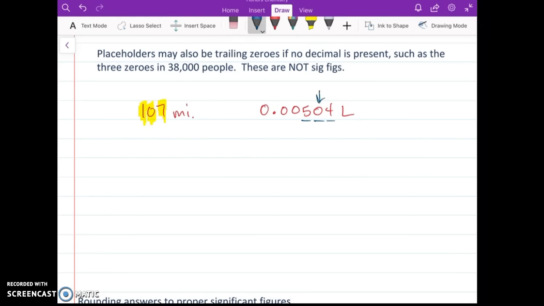All right, let's try 1,440 seconds. Okay, hopefully you underlined the 1, the 4, and the 4, and did not underline the 0. That is a trailing zero, but since the number does not contain a decimal, it is not significant.